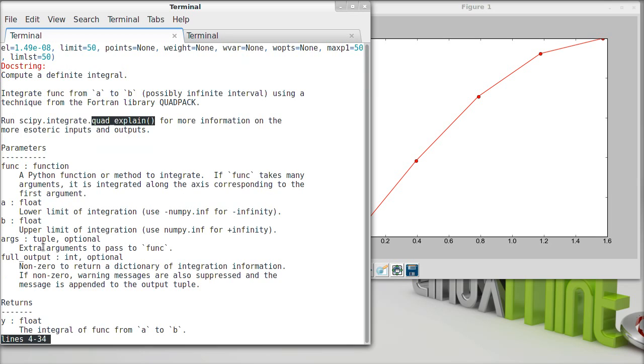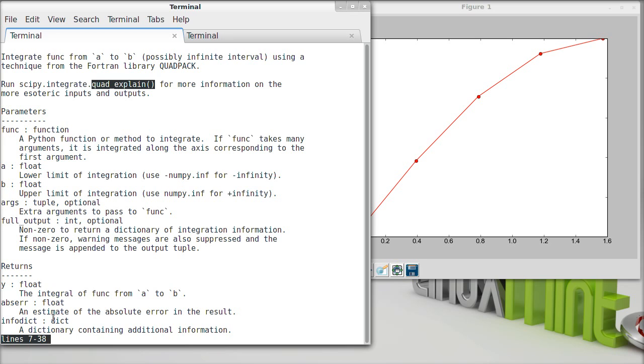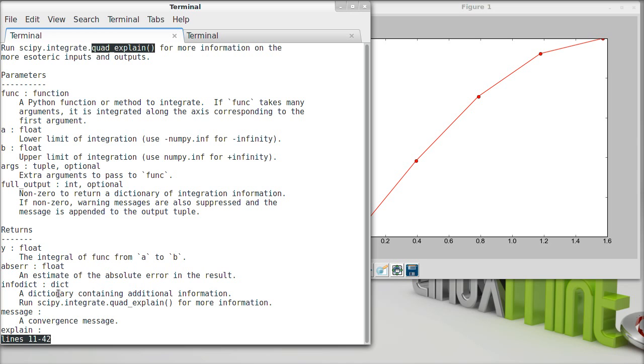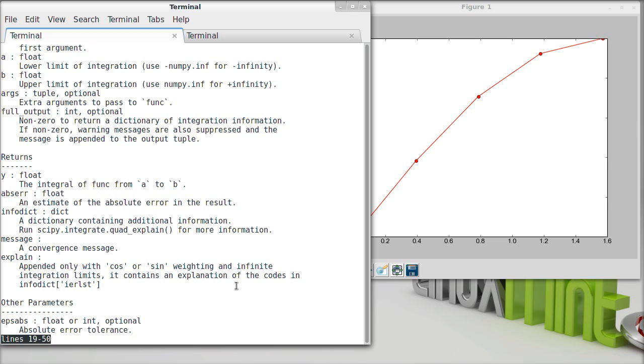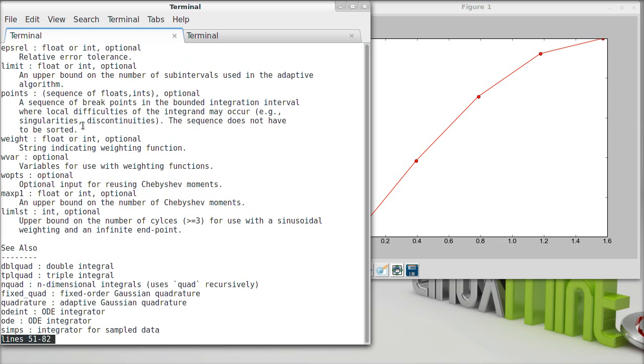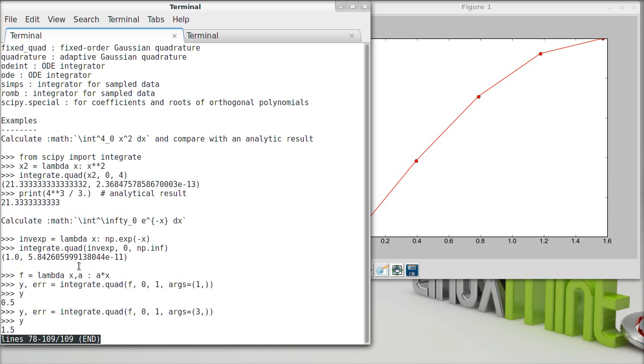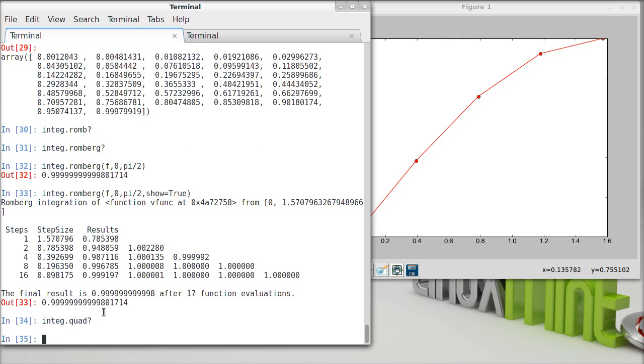But for us, really, what they say here is what we need. Okay, these are the most important parameters for us. Okay, these are the most important things that it returns. It returns a number, and it returns an estimate of the error, which is very important and useful. And then it can return extra things. If we ask for full output, it will return this extra information. And then it does talk about some other parameters, other things we can look at, and it gives us some examples of how we would use it.